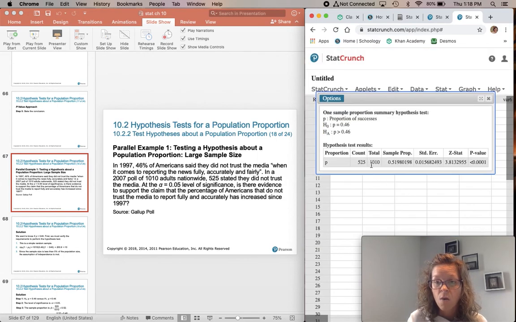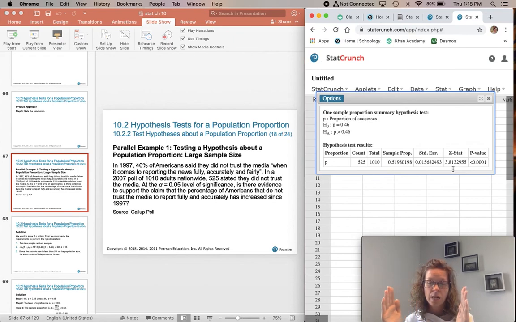It gives us our count and our total, our sample proportion. So in this sample, it was 52% that said that they don't trust the media. That definitely seems like more than 46, right? So then we come over here, we look at our Z-stat. Z-stats, again, tell us how many standard deviations out. So we're over 3 standard deviations, almost out to 4. So remember, 68, 95, 99.7 is 3, and this is almost out to 4. We are way out in that tail. So this is really rare.